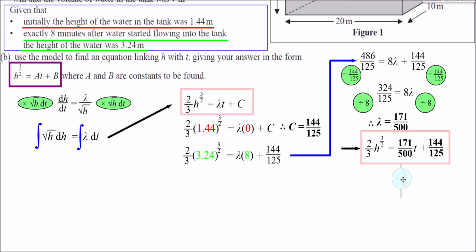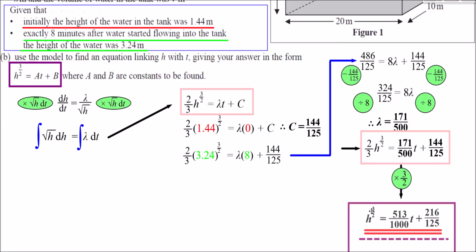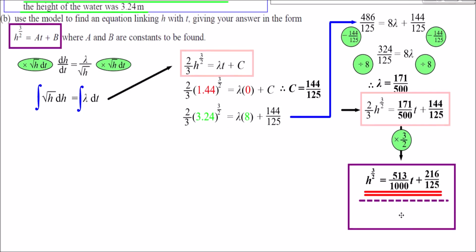So finishing off, multiplying by 3/2 on both sides to get rid of that 2/3, I get that h to the 3/2 equals 513 over 1,000, lots of t, plus 216 over 125. Or if you're more of a decimal person, we can write it like this: h to the power of 3/2 equals 0.513t plus 1.728.